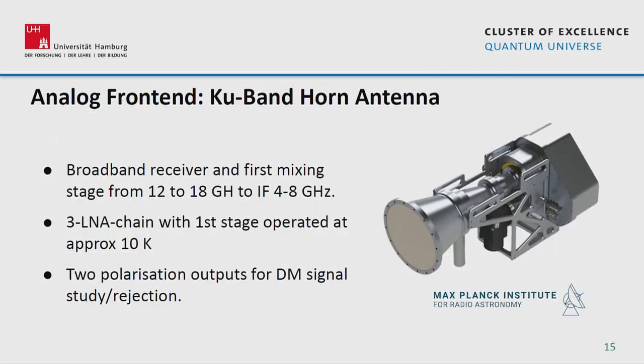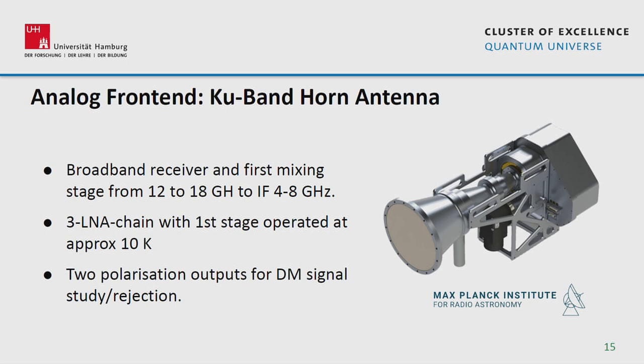First is the analog front end. We have a Q-band antenna manufactured by the experts at the Max Planck Institute for Radio Astronomy. It has a broadband receiver, and this one does the first mixing stage I just mentioned. It has a chain of three low noise amplifiers, and the first one, of course, operates at 10 K. Yes, this horn antenna is cooled to 10 K.